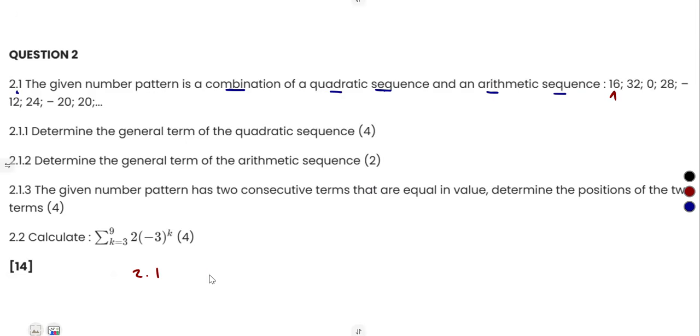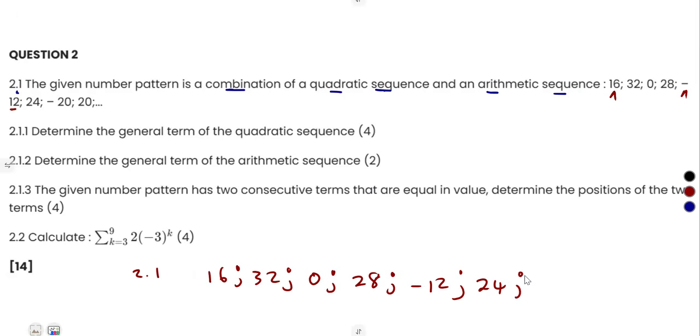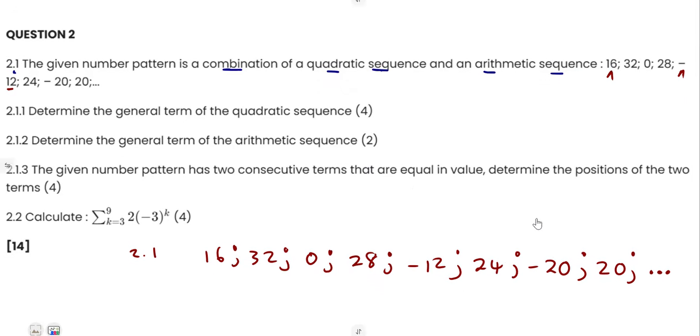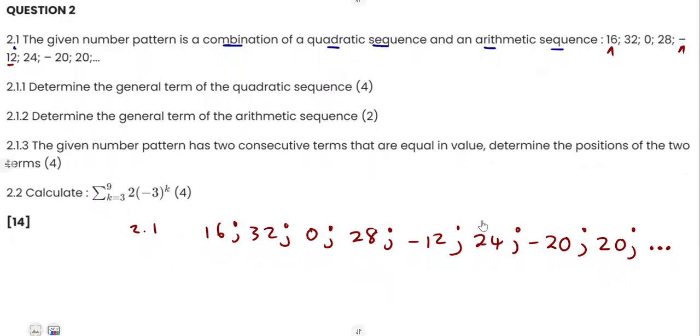These are the numbers. We are given 16, followed by 32, followed by 0, followed by 28, followed by negative 12. If you download the question paper, guys, you're going to see properly how it was given. These question papers have a lot of things that we need to get rid of, so that is why we also edit them as pictures in this manner, so that at least we can see properly. But you can also check the main question paper in terms of the presentation.